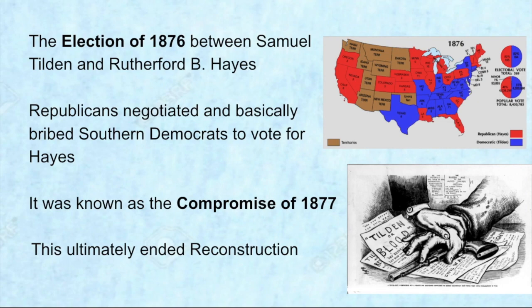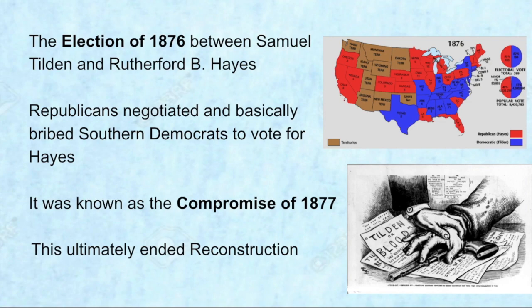The presidential election of 1876 was between Samuel Tilden, a Democrat, and Rutherford B. Hayes, a Republican. When the results came in, they were disputed, so as the Constitution dictates, it went to Congress. The Republicans negotiated and basically bribed Democrats to vote for Hayes. But the Democrats had one condition, that the Republicans would end military districts and the federal occupation in the South.